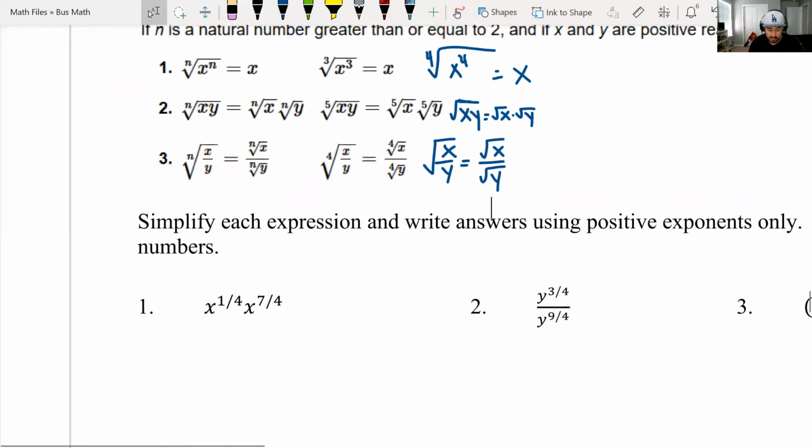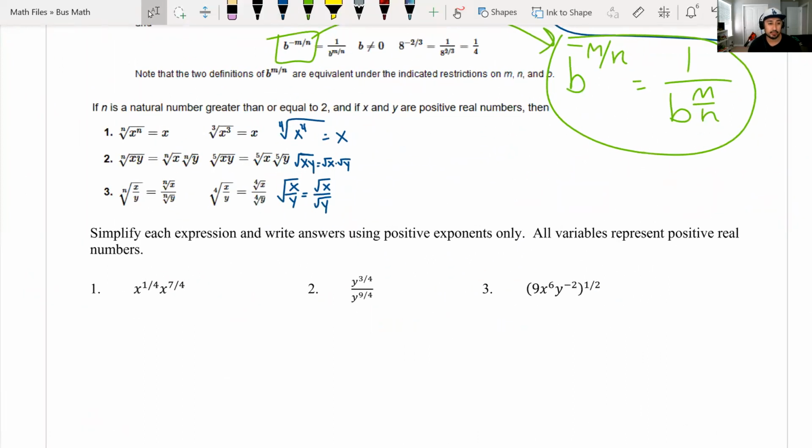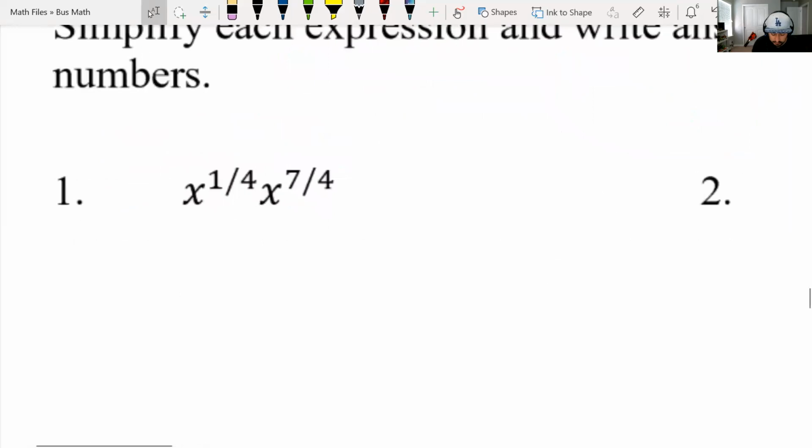Okay. So this says, simplify each expression and write answers using positive exponents only. All variables represent positive real numbers. Okay, simplify and write answers using positive exponents only. All right. So let's start with the first one.